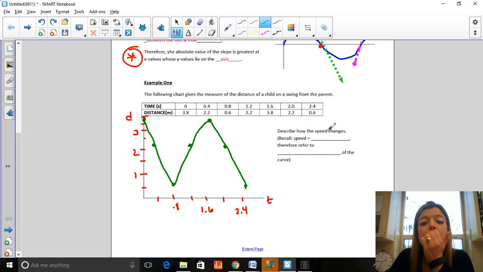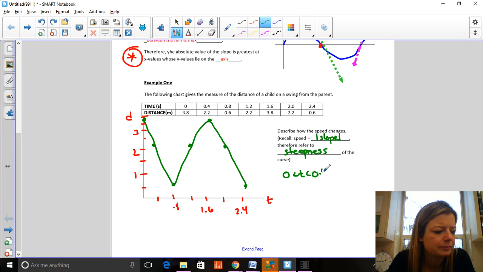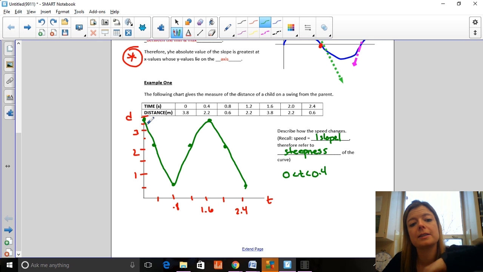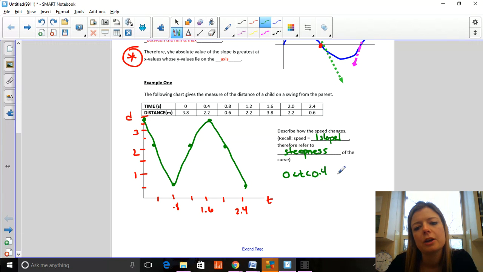Okay, so describe how the speed changes. So recall that speed is just the absolute value of slope, so the magnitude of slope. So therefore refer to the steepness of the curve. It doesn't actually matter whether it's negative or positive. So between 0 and 0.4 seconds, what's happening here? Well, the slope of the tangent is getting steeper and steeper. Yes, it's getting more and more negative. So that means since the slope's getting steeper, the speed is increasing.